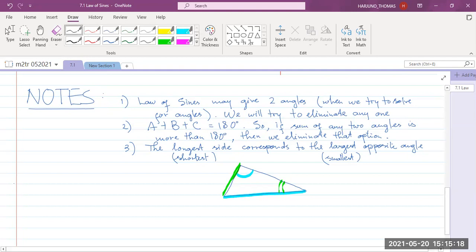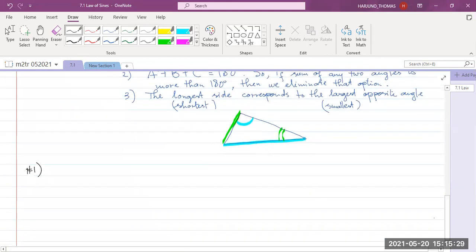Let's start with question number 1. Now get ready with your calculator and make it in degree mode. Okay, number 1: angle alpha equals 52 degrees, angle gamma is 65 degrees, and side A is 23.7.